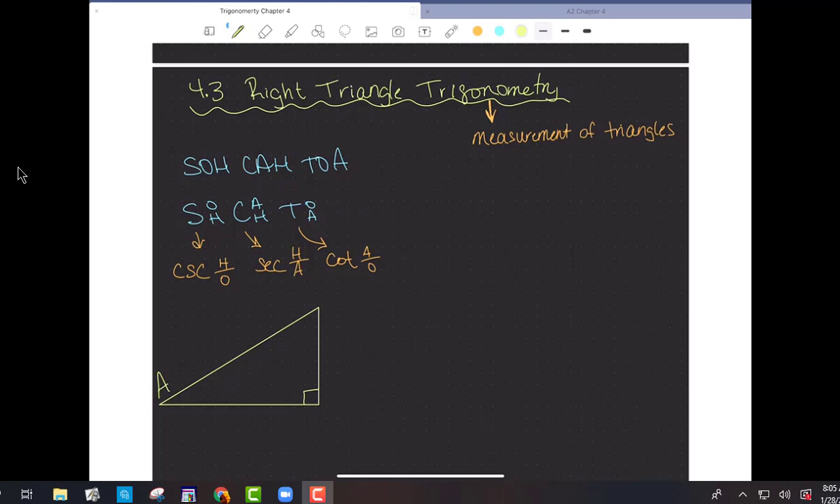We can go angle A, angle B, angle C. Right, remember this? Lowercase letters are for sides. And remember, there's a relationship between angles and sides, right?